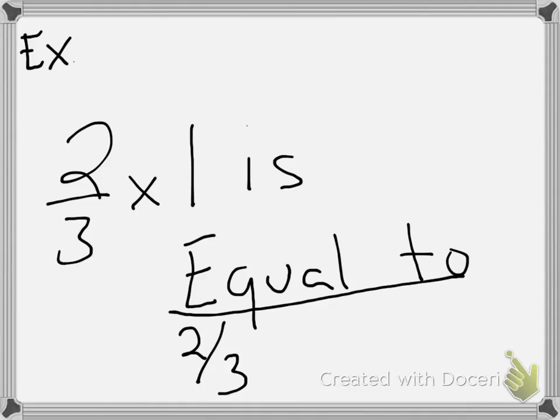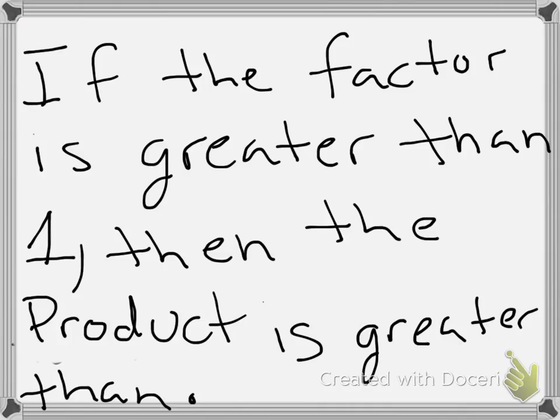So here's an example. 2/3 times 1 is equal to 2/3. Well, that's just common sense. Any number that's multiplied by 1 will always be equal to that original factor. So 2/3 times 1 is equal to 2/3. Therefore, it is equal to. That's the answer, equal to. Okay, now here's where it gets a little tricky, but it's the same concept, and you just use common sense.